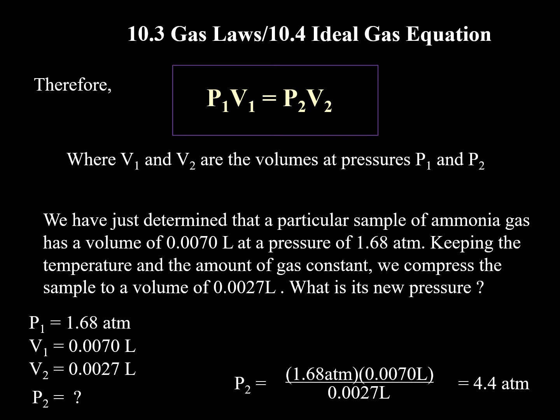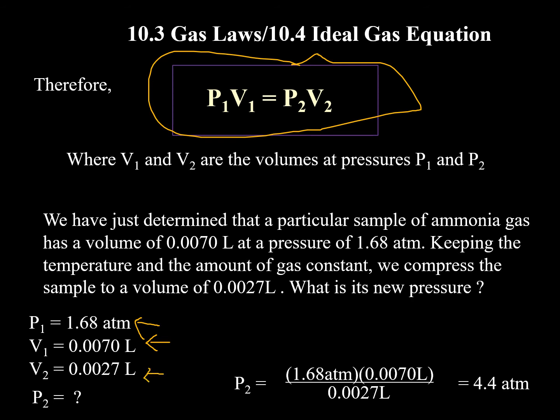So basically we're just trying to apply this equation, and we have all the variables. We have P1, which is the initial pressure. So we're taking a word problem and again trying to figure out the equation to use and its variables. The initial volume is 0.0070 liters. The final volume is 0.0027 liters.